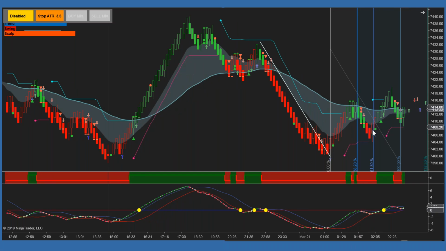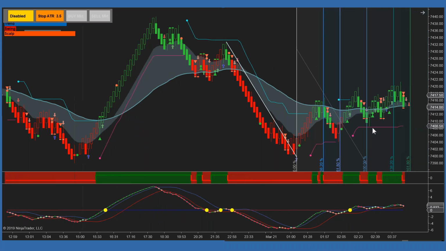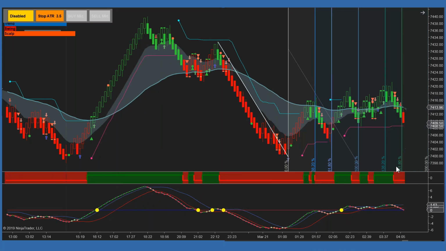Now, as far as profit targets go, the move should end somewhere around the 162 level.